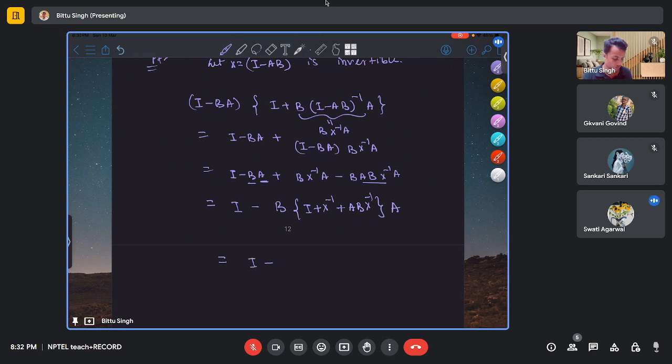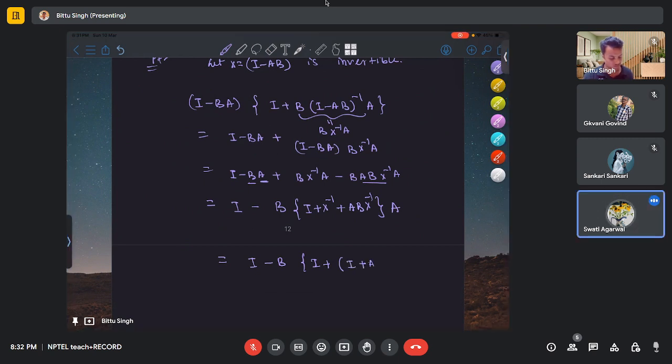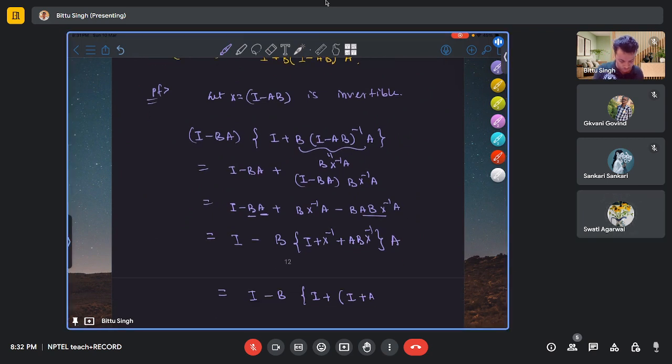And the next step will be I minus B, I plus, now again take X inverse common here. So it is I plus AB. I have made some mistake in notation, right? There is some mistake. It is actually minus. So there will be some minus. If we take minus common, then it is actually I minus AB times X inverse into A.